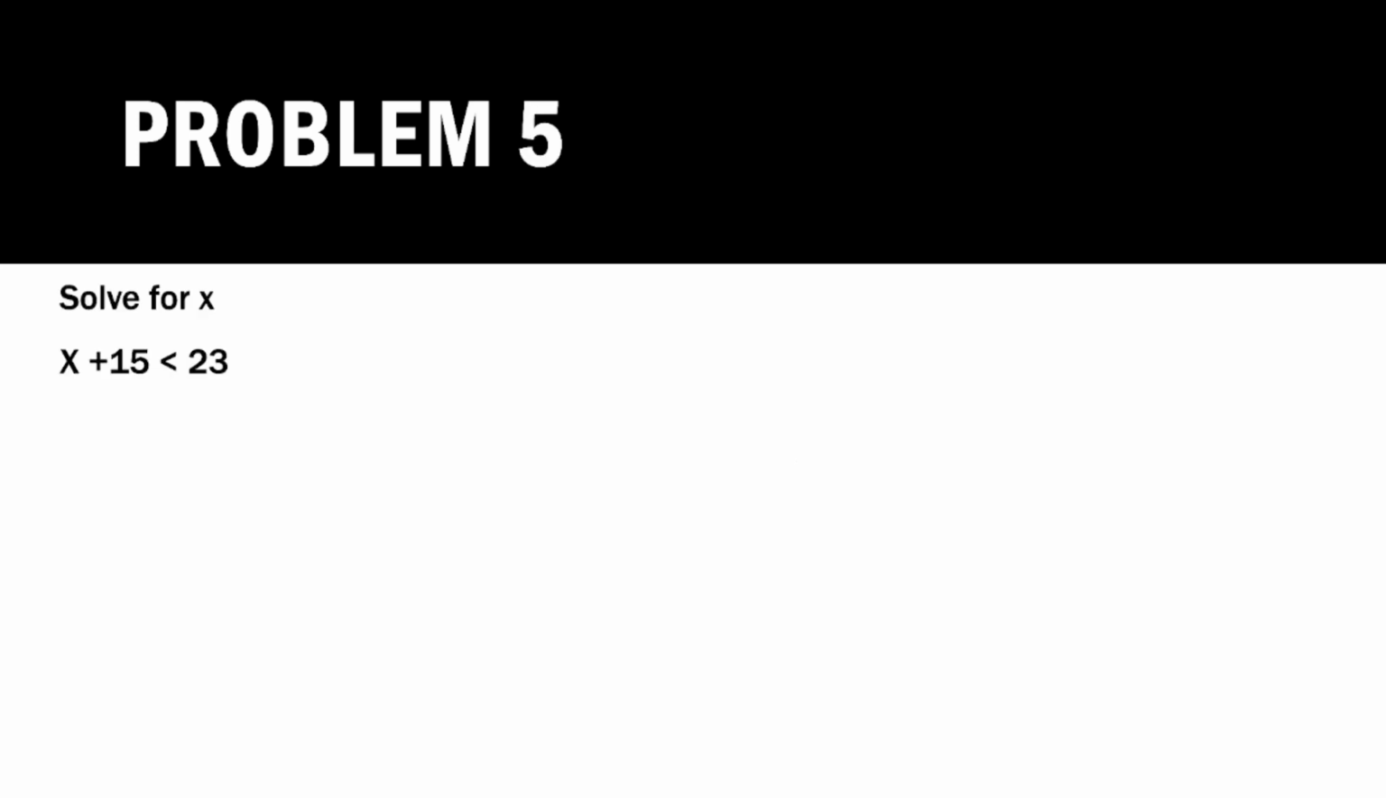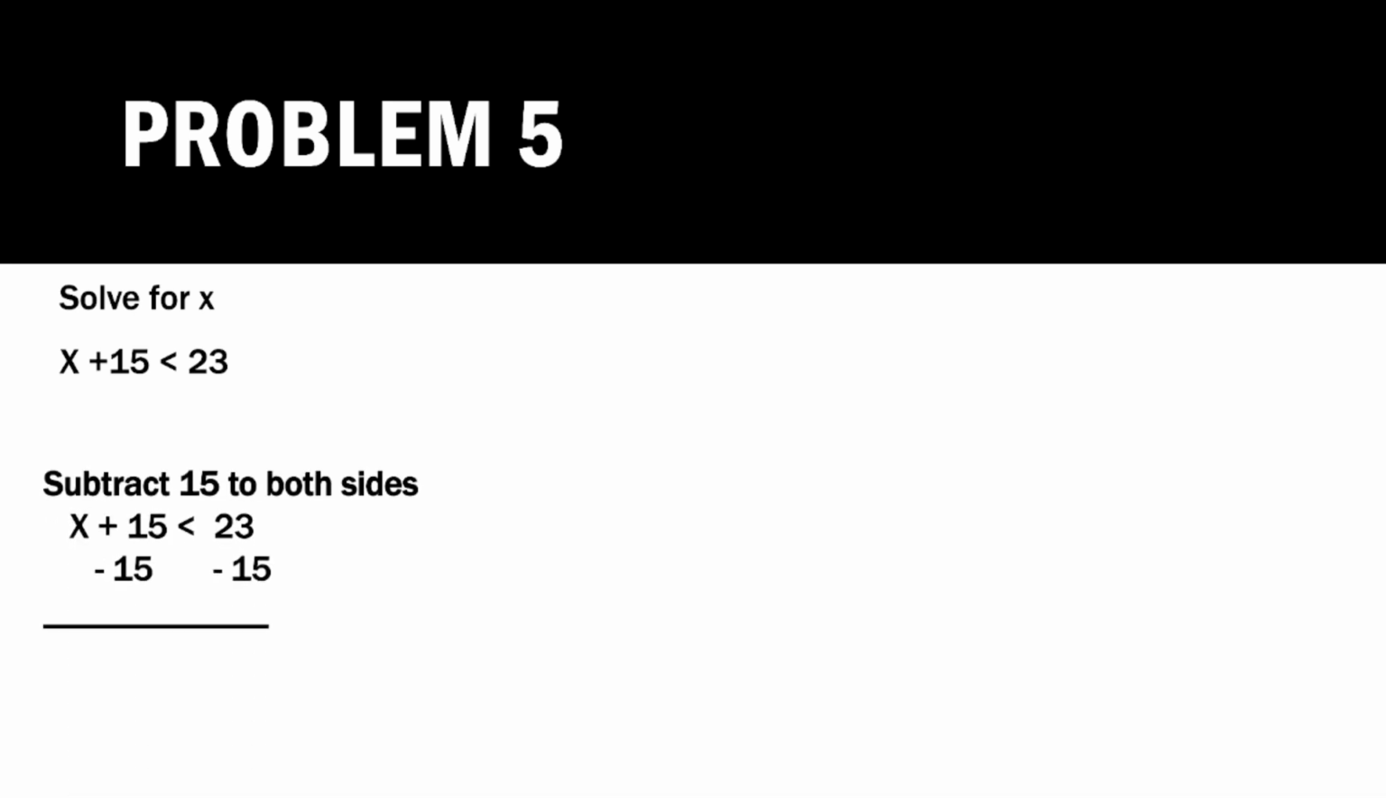Let's try out the next one. It's not too bad, so it should take a few seconds, hopefully. So pause the video and see what you can come up with. Okay, so there's only one step, which is to subtract 15 to both sides. When you subtract 15 to both sides, you're going to get x is less than 8. So that's going to be your answer.